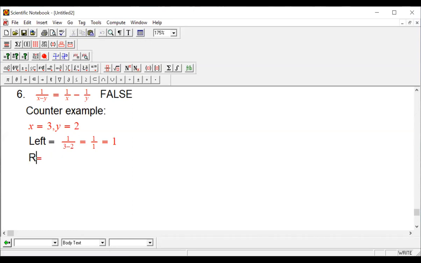So the right-hand side is 1 over x minus 1 over y, right? x is 3, y is 2. In this case, we need to find a common denominator, and that common denominator is 6, okay? So 1/3 equals 2 over 6, and 1/2 equals 3 over 6. So this equals -1 over 6 on the right-hand side. And 1 certainly is not equal to -1 over 6. So that makes a counterexample, okay?